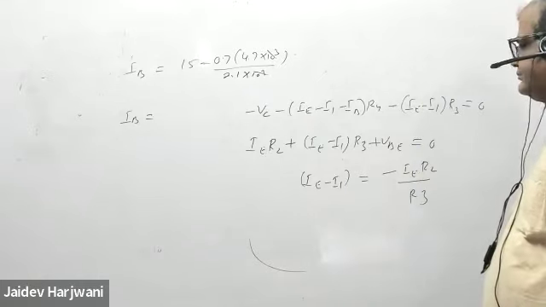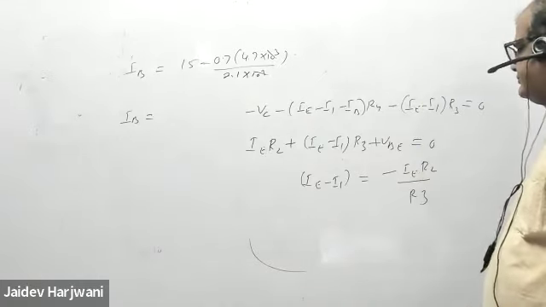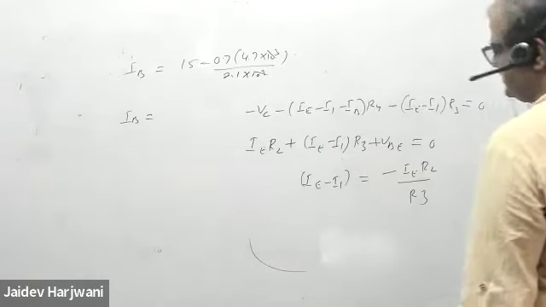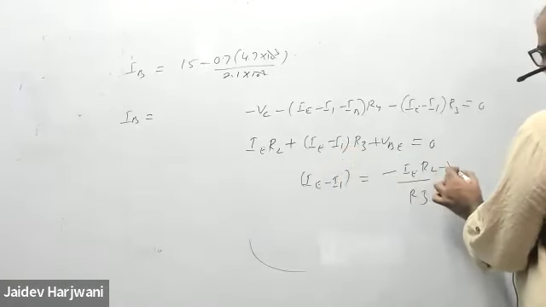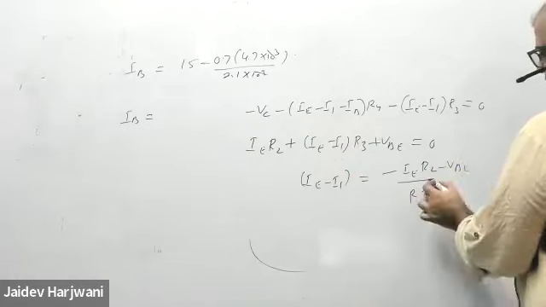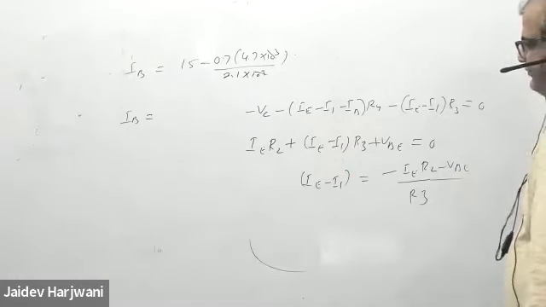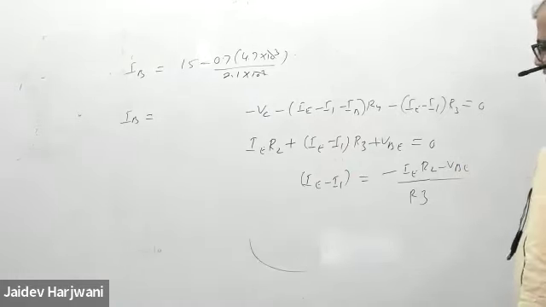So I minus I1 is minus VB, divided by R3.